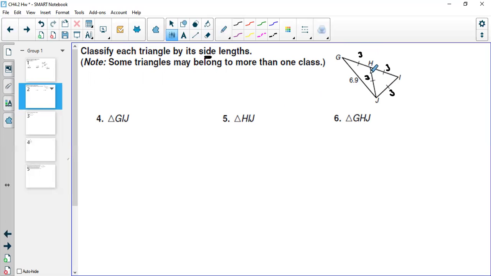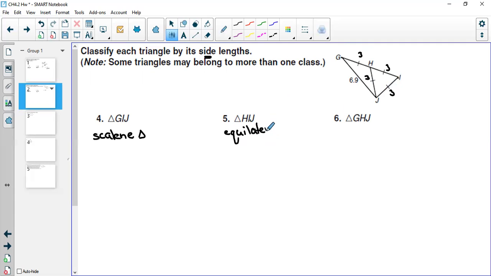So triangle GIJ. G to J is 6.9, J to I is 3, and I to G is 6, because you add 3 plus 3. So 6, 6.9 and 3 makes it a scalene triangle. Next is triangle HIJ. In HIJ, all three sides are equal. That makes it an equilateral triangle.